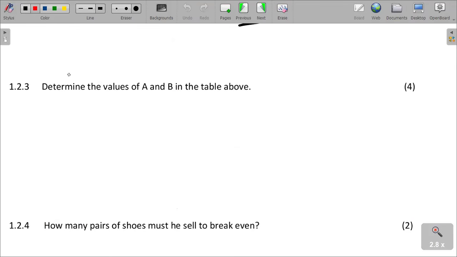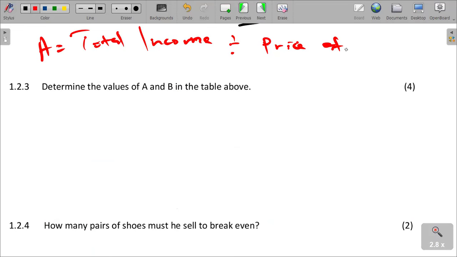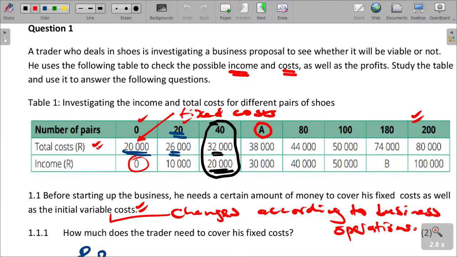A is equal to total income divided by price of each pair. That is how we are calculating A. A defines the number of pairs in this table. He made an income of 30,000, but how many pairs were sold in the first place?